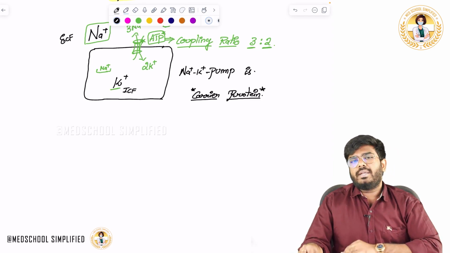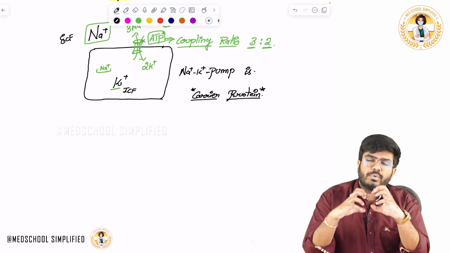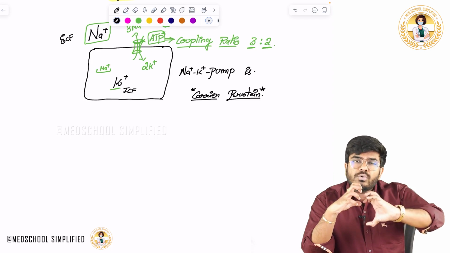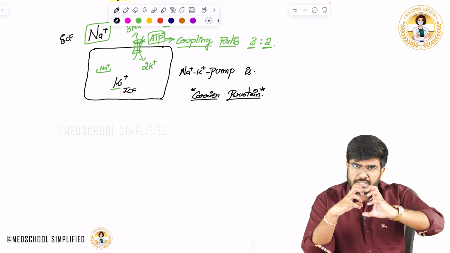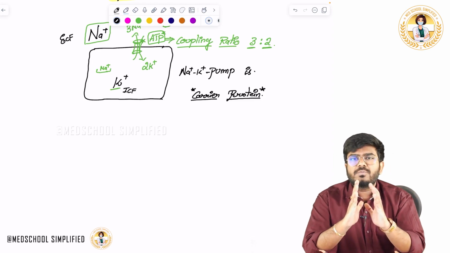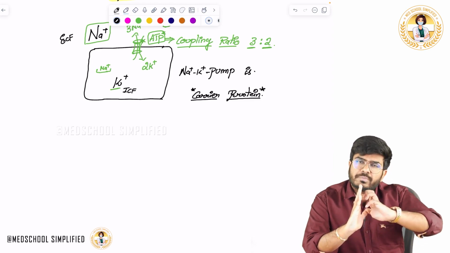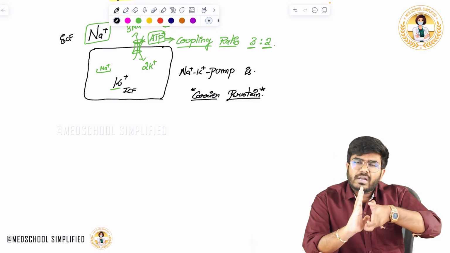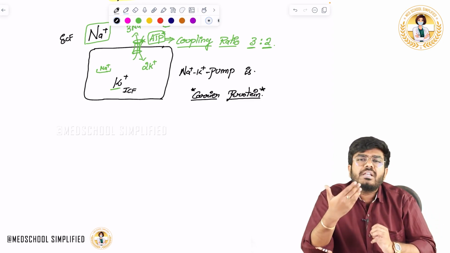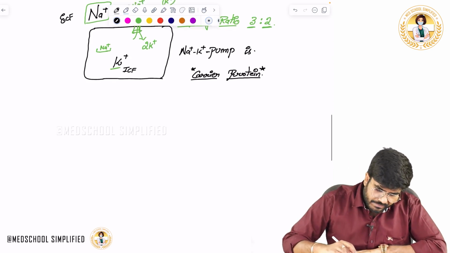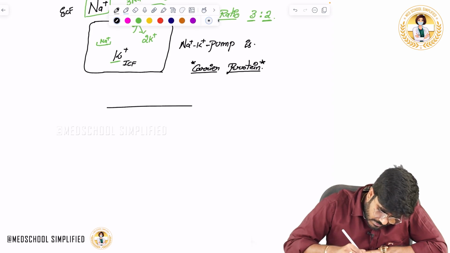The sodium potassium ATPase is made up of subunits, an alpha subunit and a beta subunit. The alpha subunit undergoes shape change. This protein is not static in nature. It undergoes shape change using energy, and this conformational change helps in the transport of substances. For better understanding, let me show you. Imagine here I am showing you the cell membrane.